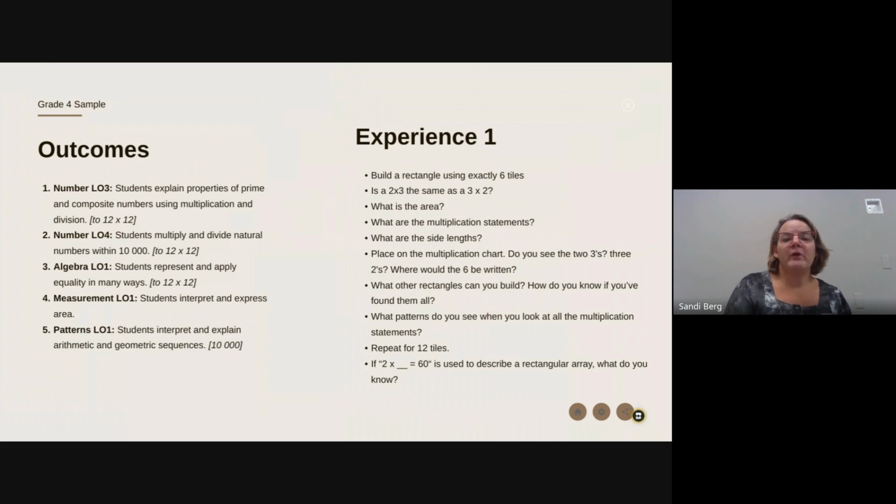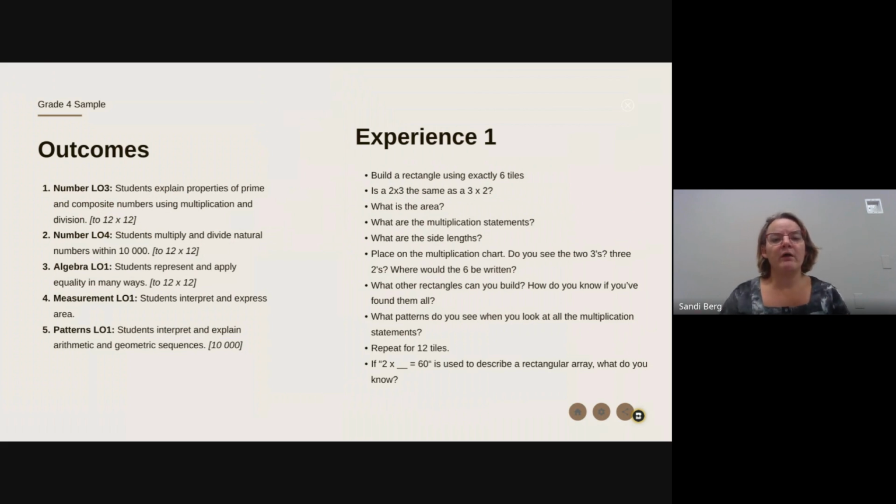Take that 2 by 3 array and put it on that multiplication chart. Do you see the 2 3s? Do you see the 3 2s? Where would the 6 be written? Repeat that for the 3 by 2. What other rectangles can you build using exactly 6 tiles? How do you know if you found them all? What patterns do you see when you look at all of the multiplication statements?